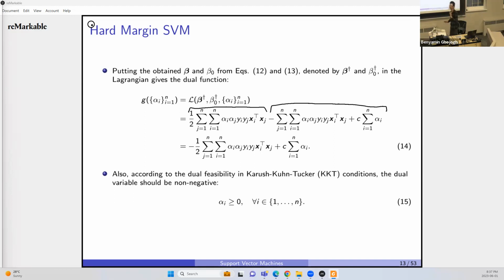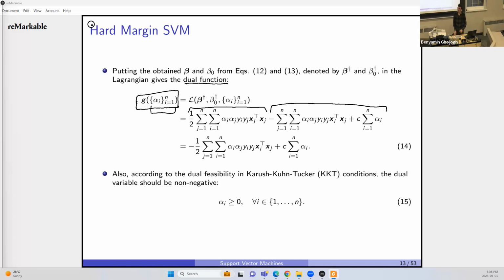Again, let me repeat. You can see that session in the optimization course, but I'm explaining it here too. When you take the derivative of the Lagrangian with respect to primal variables and set it to zero, you get some expressions for the primal variables. You substitute these expressions in the Lagrangian. Do you agree that this Lagrangian will not have any primal variable anymore? There will be only dual variables in it. This is called the dual function, denoted by G, and it is only a function of dual variables.